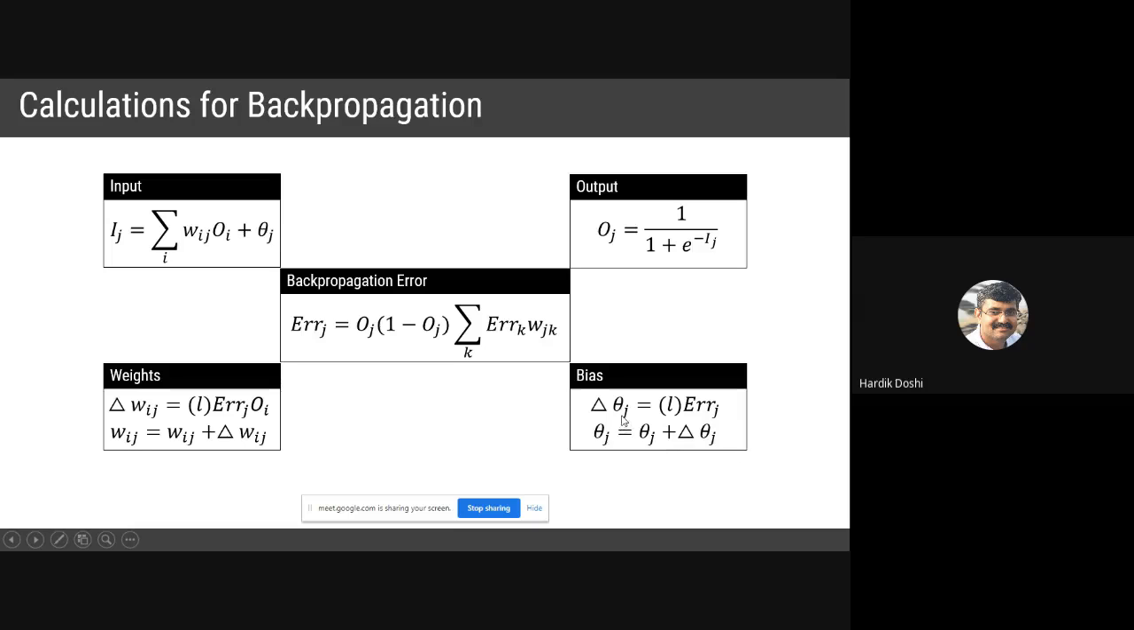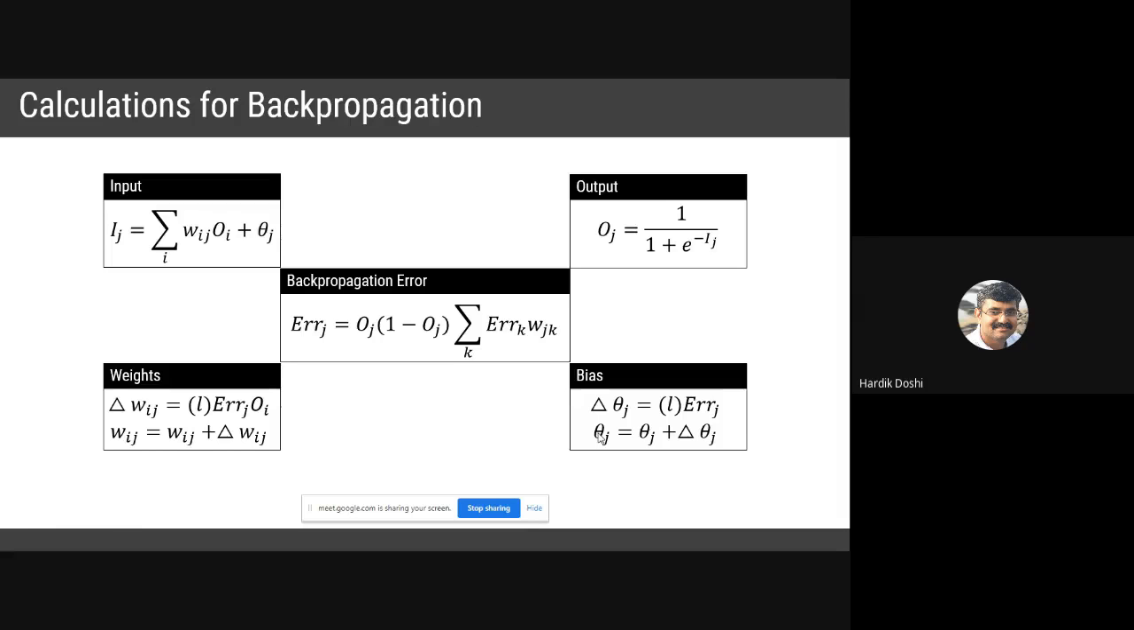So delta theta j is given as learning rate L multiplied by error j. See, this is the theta. And theta j equals theta j plus change in bias. The bias plus change in bias will give you a new bias.